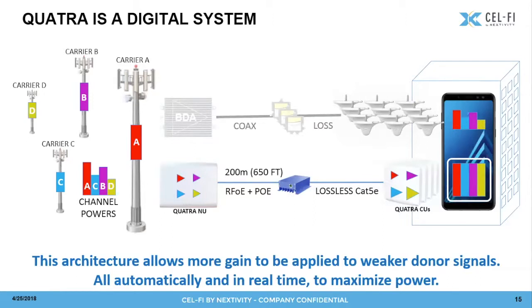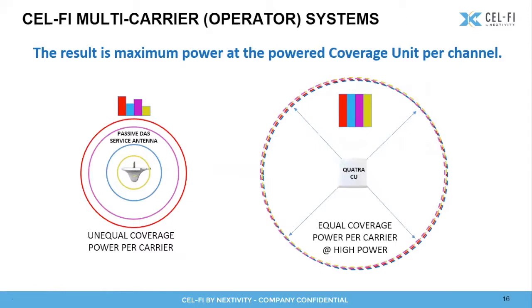So if the operator does any changes in the future, refarms their spectrum, puts up new towers, etc., the system will simply keep up in real time, and you should never have to go out and touch it for any reason. The result, of course, is, again, a higher power density output per channel. And our goal, again, is to normalize the channel power for each of the operators so you don't end up with these unequal coverage problems in your distribution network through the Quatra system.